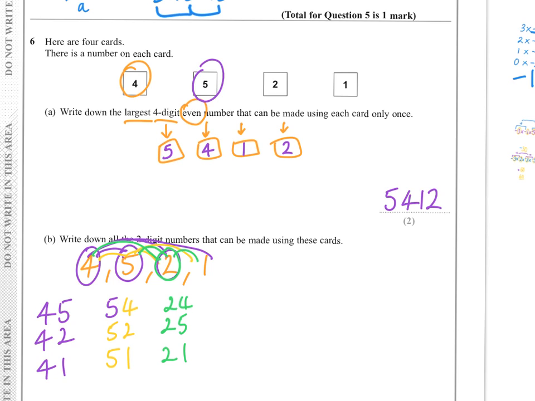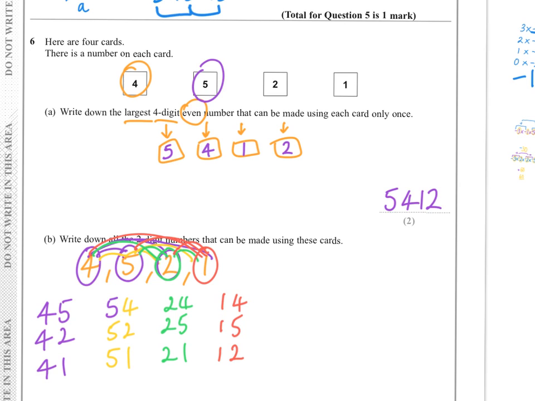And then I'll just change the colour again. We could go with the 1 and say 1 with the 4, 1 with the 5, and 1 with the 2. So there seems to be 3, 6, 9, 12 possibilities.